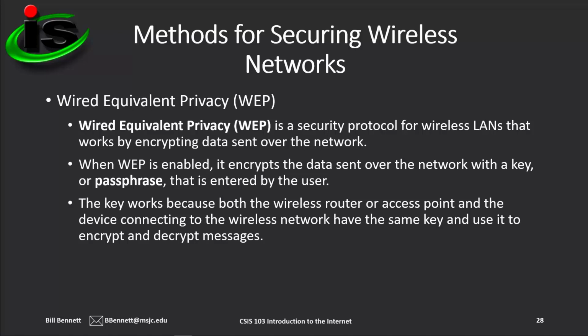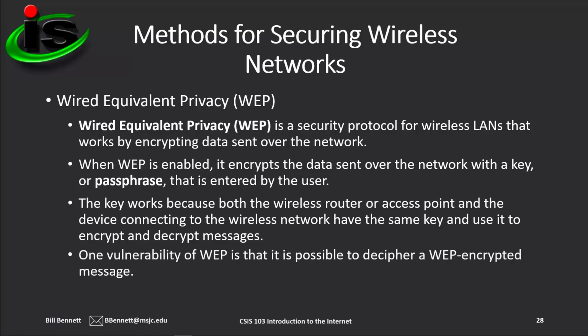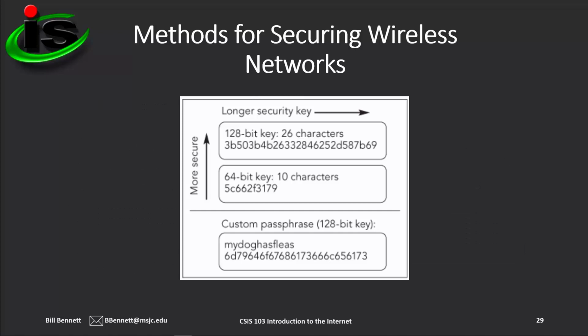A 64-bit key contains 10 hexadecimal characters, the digits 0 through 9 and the letters A through F. A 128-bit key contains 26 hexadecimal characters. One vulnerability of WEP is that it is possible to decipher a WEP encrypted message. In this image here, we can see the difference between the 64-bit key, which has 10 hexadecimal characters, and the 128-bit key, which has 26 hexadecimal characters.